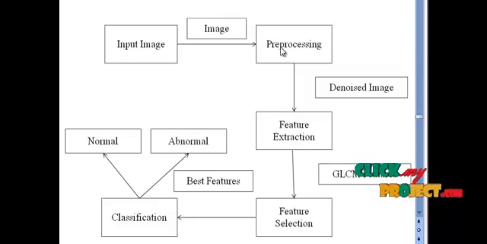Initially, the input images are pre-processed. For pre-processing, we are using a median filter. Median filter is a non-linear digital filtering technique often used to remove noise. Such noise reduction is a typical pre-processing step to improve the results of later processing. Median filtering is widely used in digital image processing. Then after that, features were extracted from the images. Here we are extracting the texture-based features using the GLCM algorithm.